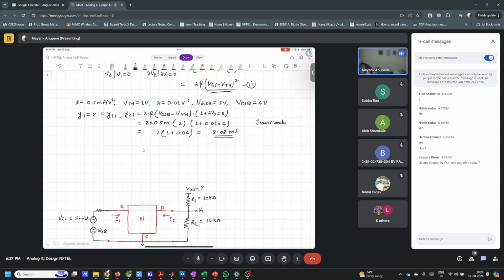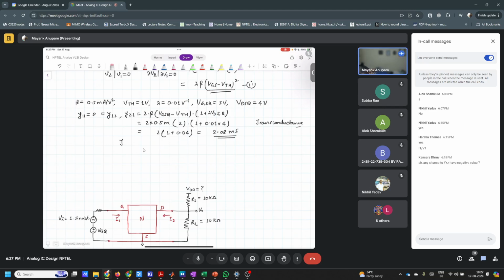Anyway, I was saying that this S is the unit of transconductance. S stands for Siemens. So 2.08 millisiemens is the value of Y21.